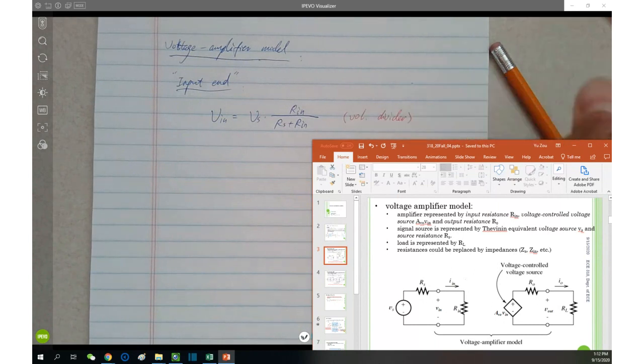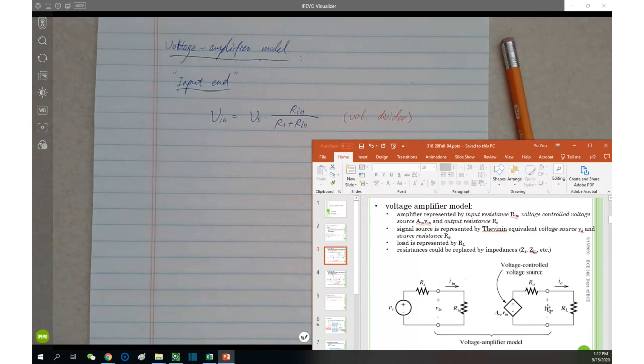Voltage divider. Because what we really care about is, eventually, we're going to derive the output voltage. However, the output voltage is due to the voltage dependent voltage source. At the voltage dependent voltage source, the voltage value depends on the Vin. That's why in the first input single loop circuit, we are deriving the Vin first. That's why we are having this. Okay, this is logic. So this is the Vin equation.